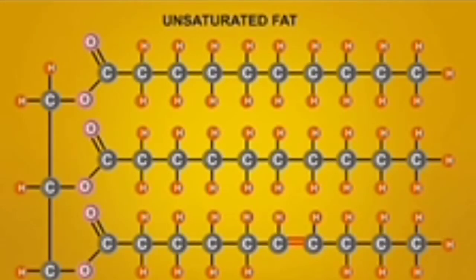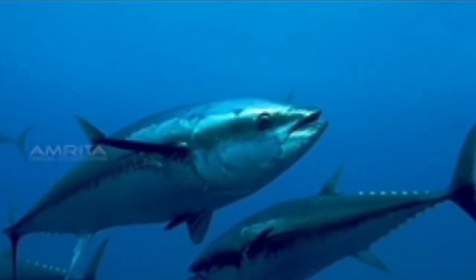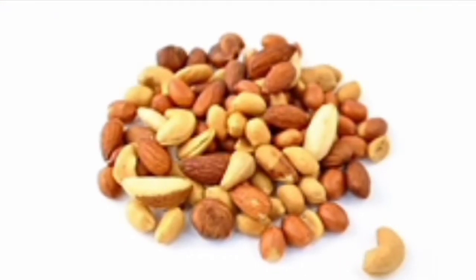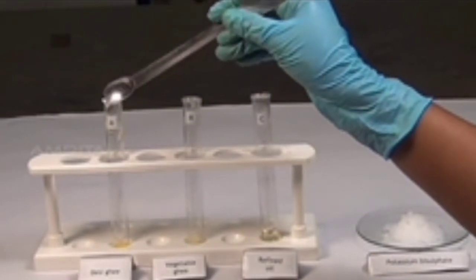Unsaturated fats contain double bonds within the carbon chain. Unsaturated fat is found in fish like salmon and tuna, as well as nuts and seeds. Our aim here is to study some simple tests of oils and fats.